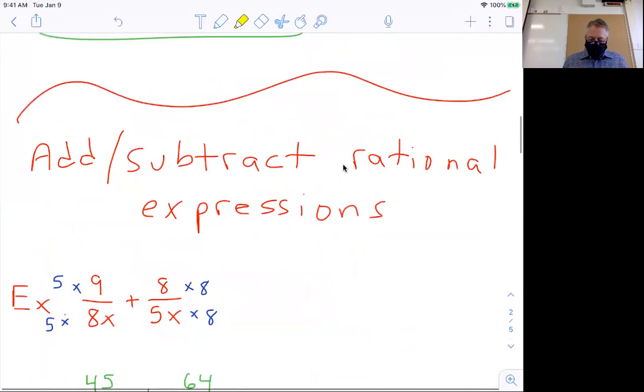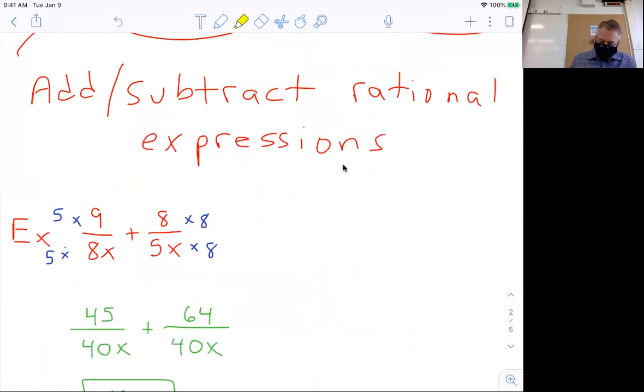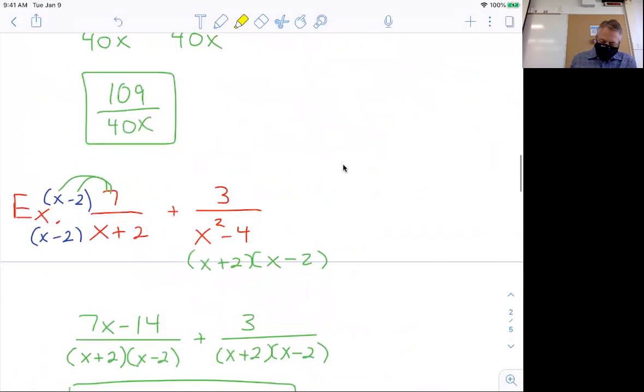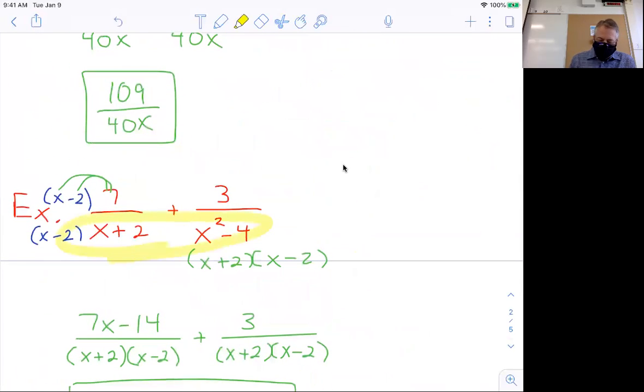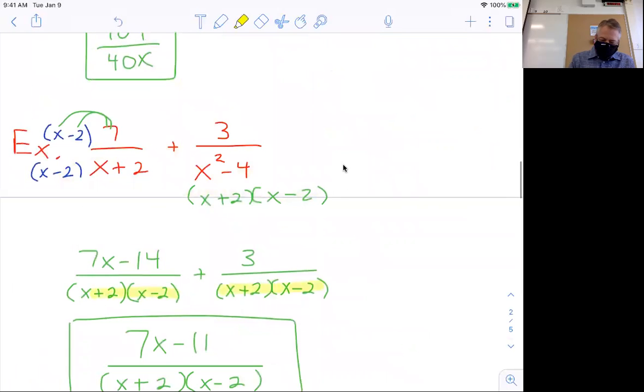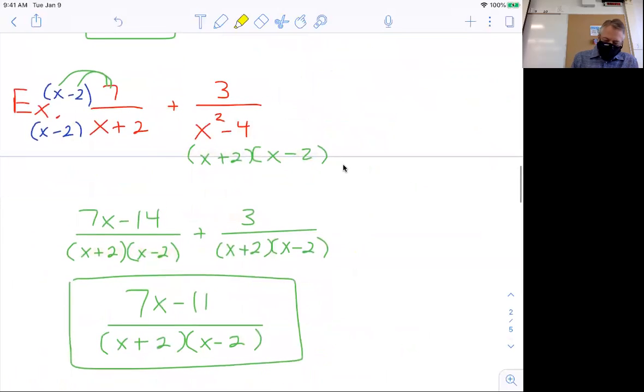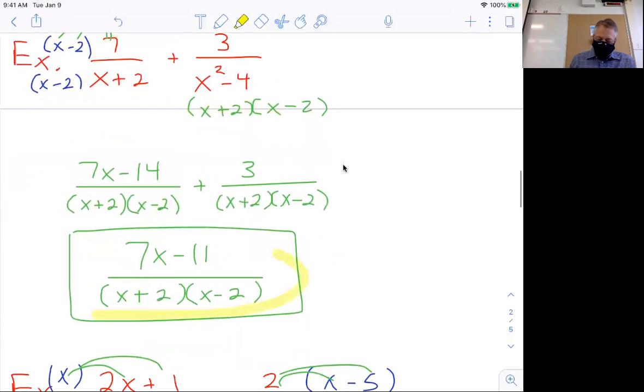Then in our last class, we were doing adding and subtracting rational expressions. This would be a good example where we factored the bottom and we got our common denominator of x plus 2, x minus 2. And then in this case, we had to multiply top and bottom by x minus 2. Here we didn't have to change anything, so we just left that as 3. But here I had to distribute the 7. And then we combined our like terms. And again, our answer was an expression.